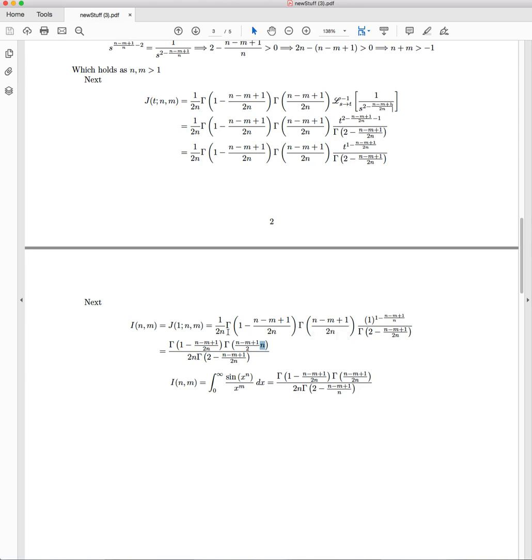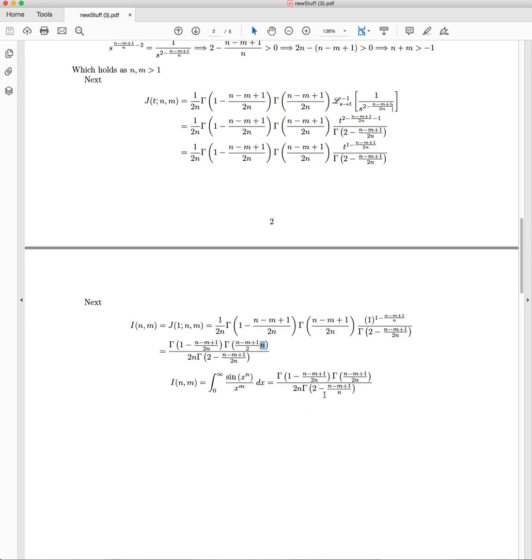Divided by 2n, so that's the 2n comes from this component here. And then remember we also have this division here. So we have this component here, which is gamma of 2 minus n plus 1 over 2n. And so finally, we see that I of n comma n, which is equal to this integral, the integral from 0 to infinity of sine of x to the n over x to the n dx is equal to this term here over this term. Remember the mistake that I made on this line is that it should be down here, which you'll see has been corrected here, is equal to gamma of 1 minus n plus 1 over 2n times gamma of n minus 1 plus 1 over 2n, over 2n gamma of 2 minus n plus 1 over n.